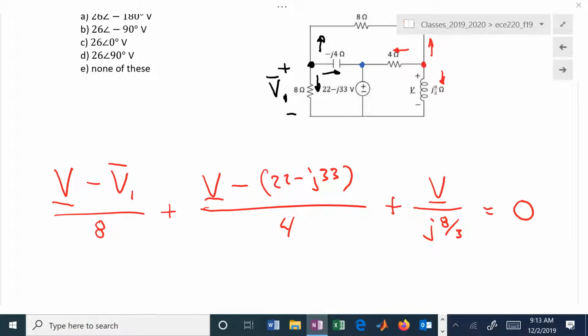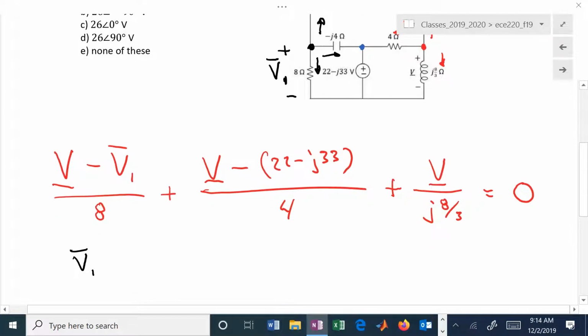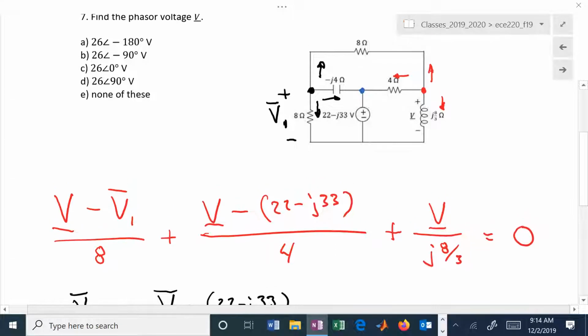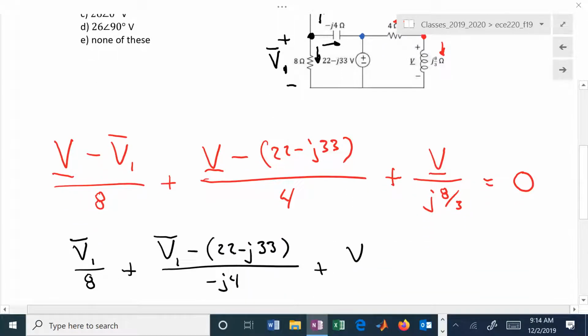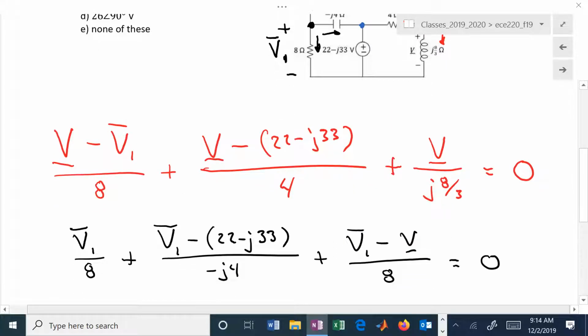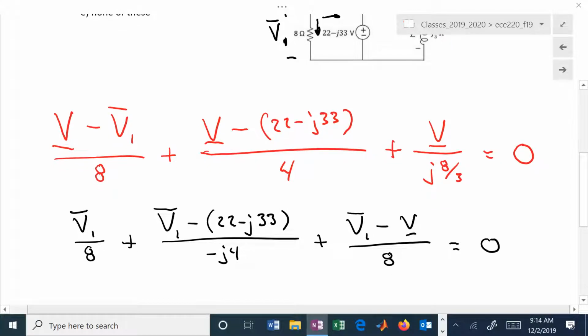So in this case, we have, let's say, the current going down is V1 bar over 8, plus V1 bar minus the 22 minus j33 over minus j4. That's the horizontal going to the right, plus V1 bar minus V underscore bar over 8 is equal to 0. Now, what you have to do is just take a deep breath and plug through the math.